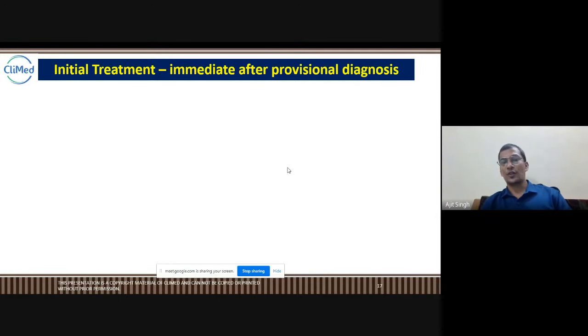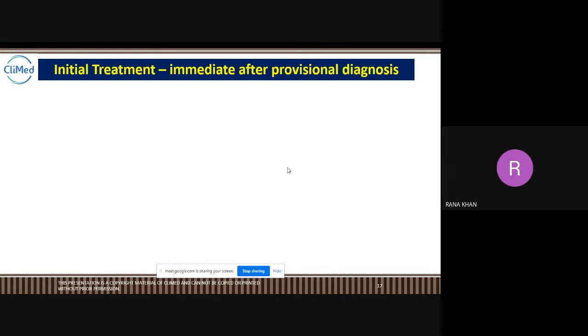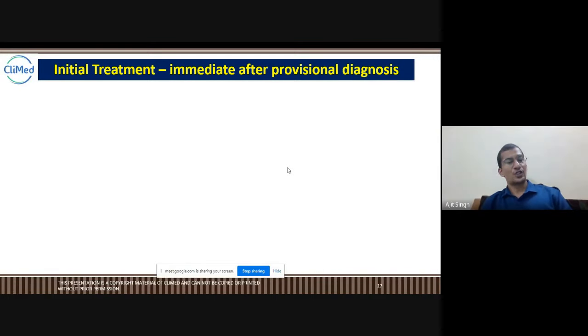Alteplase is actually for stroke. Usually we give it in stroke, that is FDA approved for stroke, but for MI also we can use it. And the recommended drugs for MI are reteplase, urokinase, or tenecteplase. Alteplase is recommended for stroke. Okay?